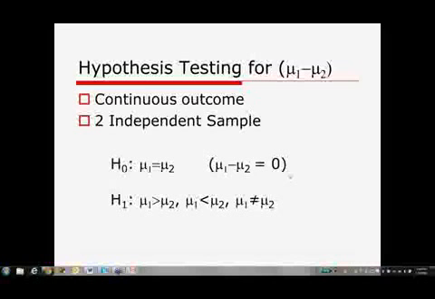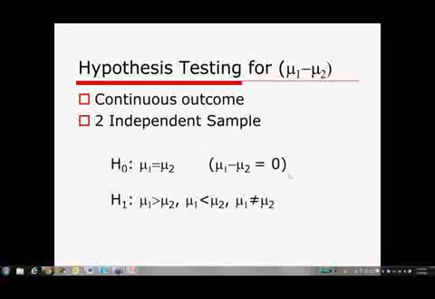The research or alternative hypothesis can be one of these three that I've got here. You might hypothesize that the mean in one group is higher than the mean in the second, lower, or just different. Again, if we're comparing men and women, we might hypothesize some relationship between the means depending on what we think, or how men or women might respond to something.